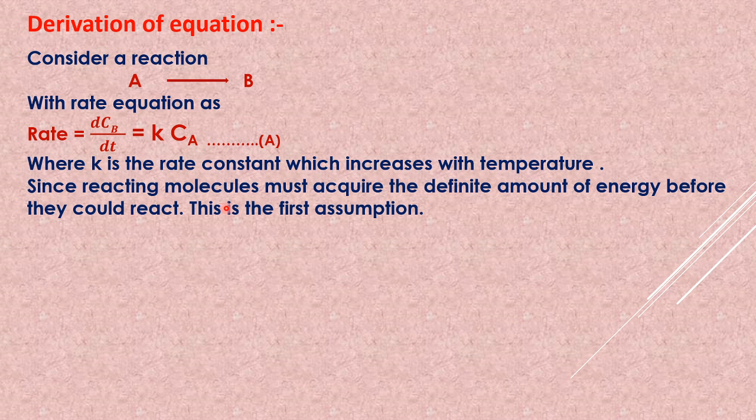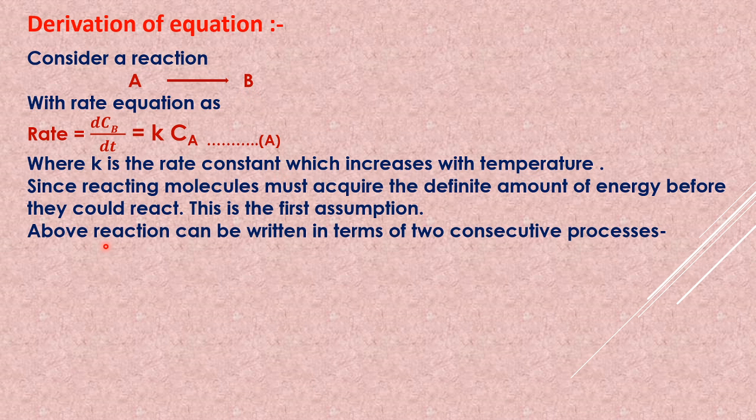Since the reacting molecules, that is reacting molecules A, must acquire a definite amount of energy before they can react. This is the first assumption. Arrhenius made different assumptions to derive the equation, and this is the first one. This assumption says that the reactant molecules acquire some amount of energy before they can react. If they acquire a definite amount of energy, then it will form the product B.